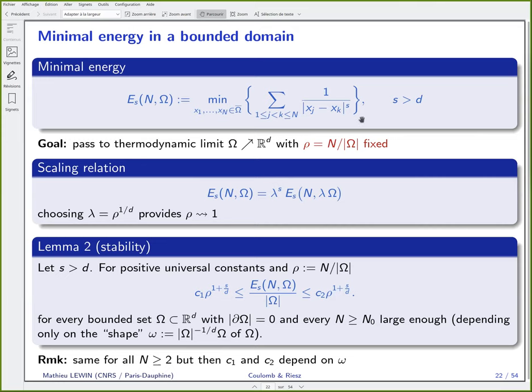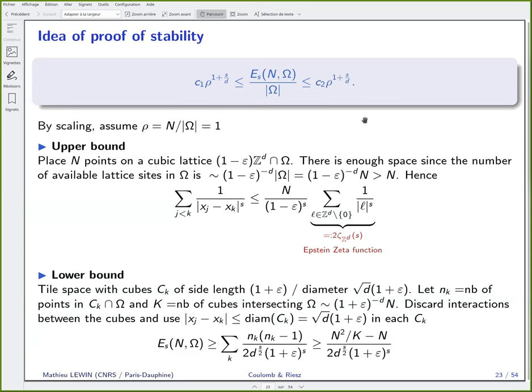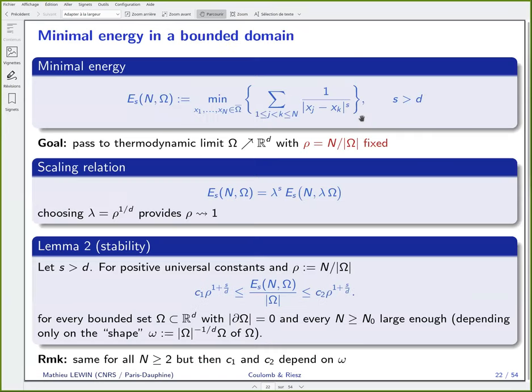And I don't know why my theorem doesn't show up anyway. But what is happening?